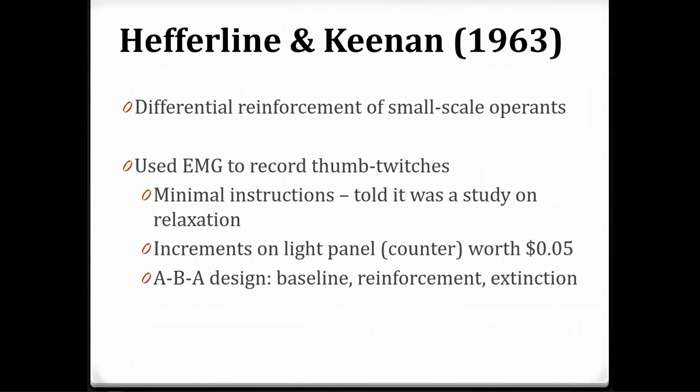So in this study, they used differential reinforcement of very small scale operants. They used an EMG to record thumb twitches, so very minor, small movements of your thumb. The participants were given very minimal instructions and told it was a study on relaxation. There would be a light panel that was worth 5 cents every time they got an extra little light box on their light panel, so that they were being reinforced in 5-second increments. And it was an ABA design. So they had a baseline, a reinforcement period, and an extinction period.